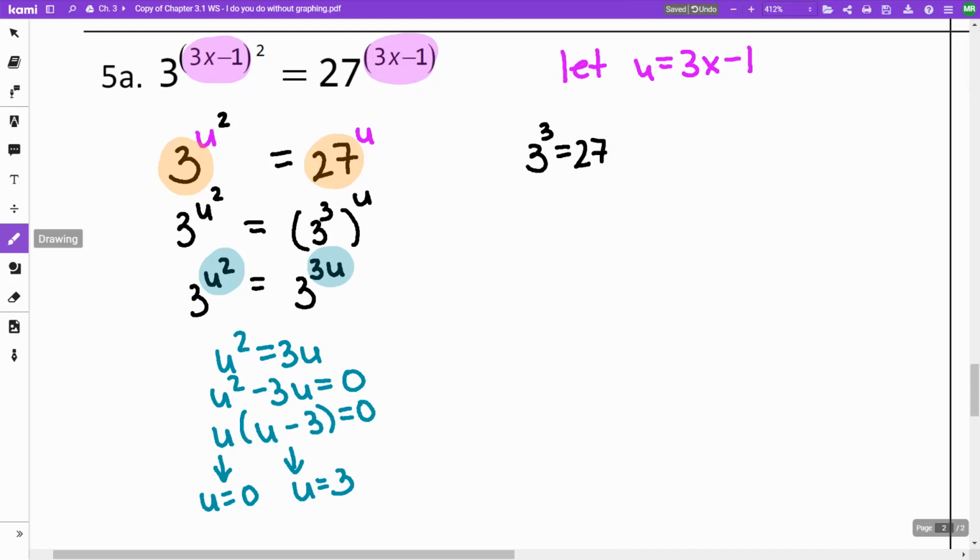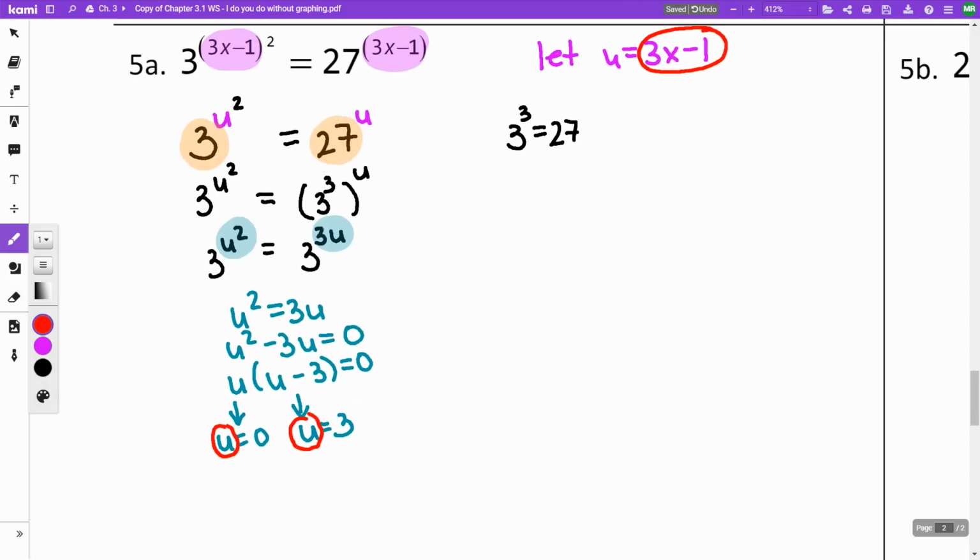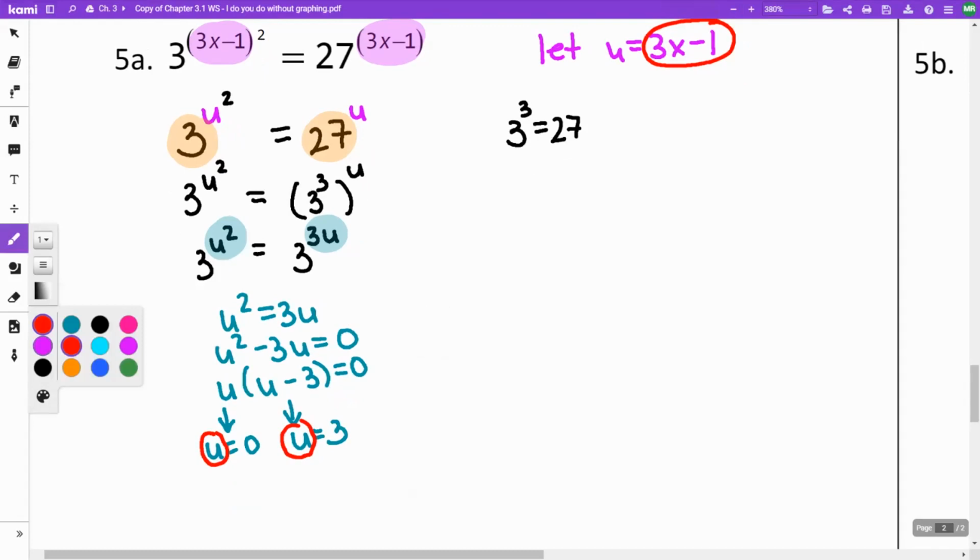Now, we want to remember that u was not in my problem. And I did not have a u. U was representing 3x minus 1. So I am going to rewrite these problems. This one I'm going to rewrite as 3x minus 1 equals 0. And this one I'm going to rewrite as 3x minus 1 equals 3, and then we solve.